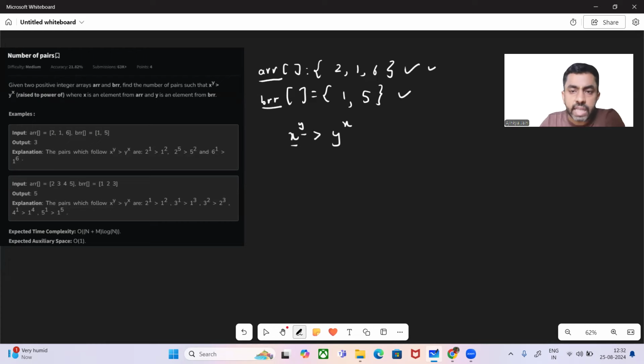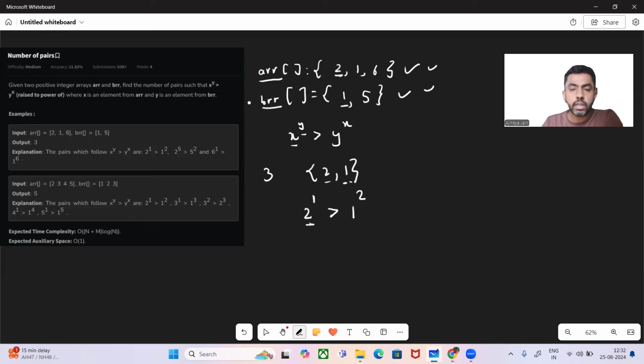Given this example, there are three pairs. So what are these pairs? One pair is 2 and 1. 2 is the X element from ARR, and 1 is the element from the BRR array. How is this one of the pairs? If you see, 2 to the power 1 and 1 to the power 2, this is greater.